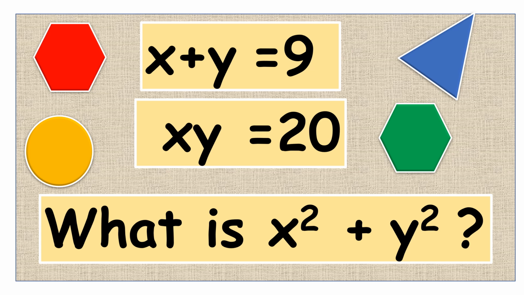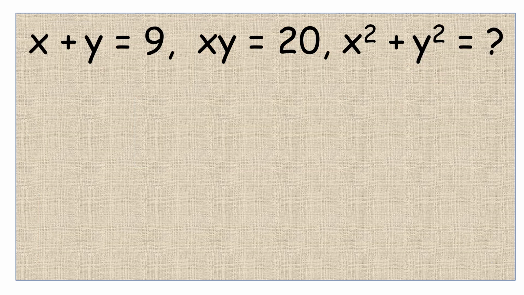x plus y is equal to 9 and xy is equal to 20. From these two equations, we will be establishing what x squared plus y squared is. Just like it is clearly seen, x plus y is equal to 9, xy is 20, and x squared plus y squared is what we are looking for.